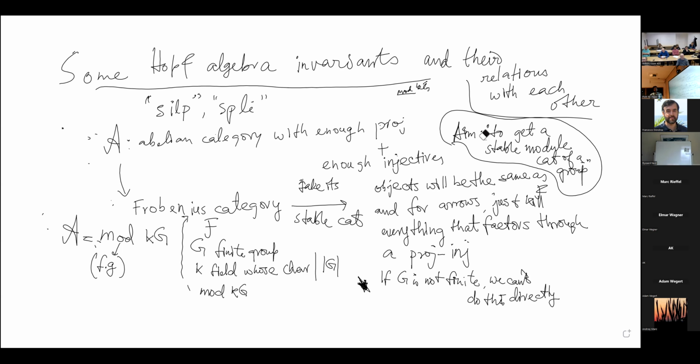That is not my theorem. This has been known for a while, since 2019. But that will be the reason why Silp and Spli becomes important.